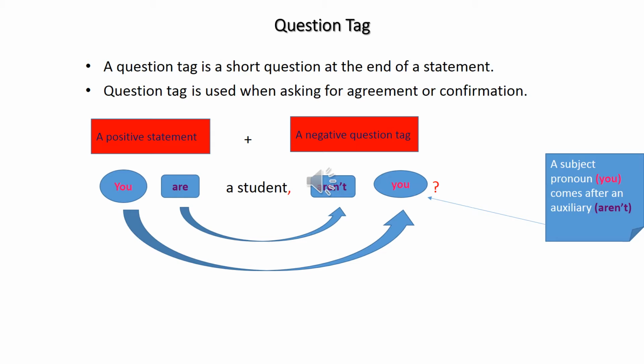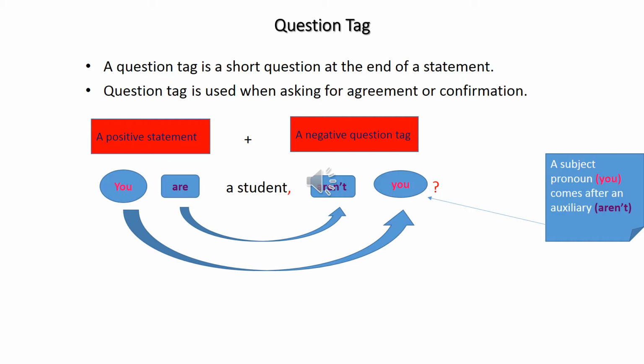Okay, when do we use this question tag? It is used when asking for agreement or confirmation. So we use this question for agreement or confirmation. للتأكيد، إحنا بنسأل هذا السؤال للتأكيد.